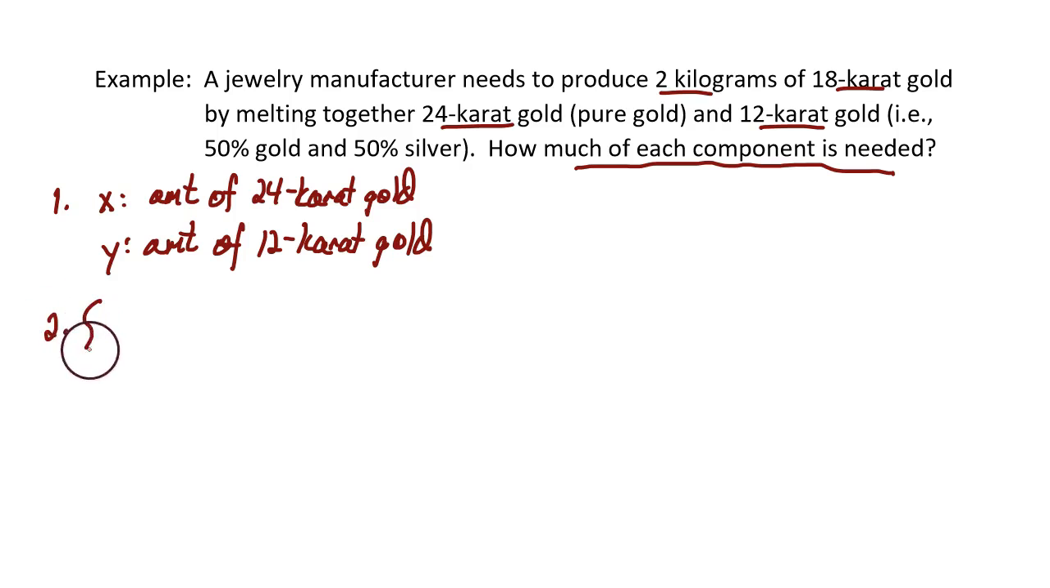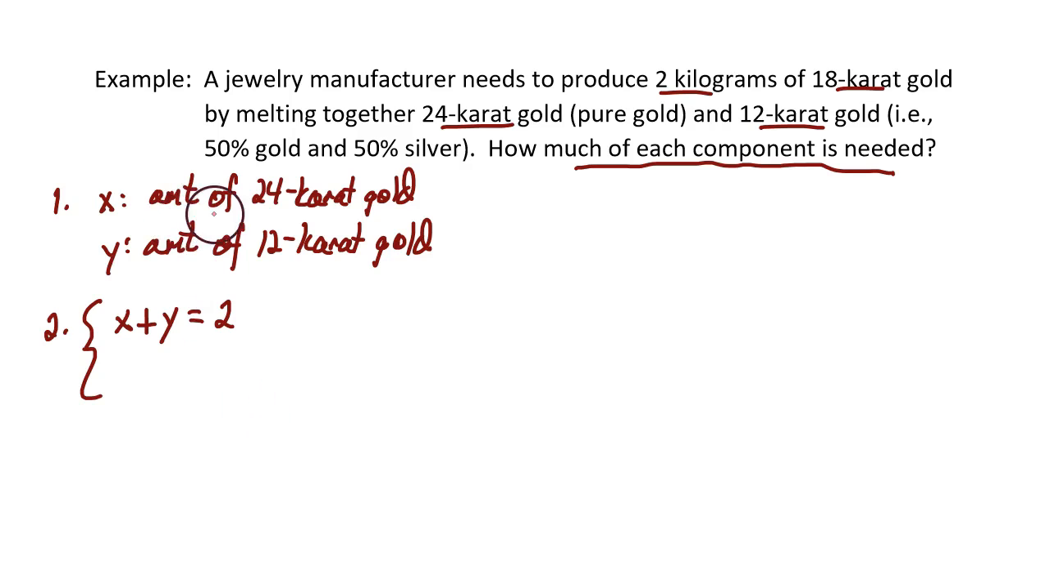Step 2, let's create a system of equations. We're told the jewelry manufacturer needs 2 kilograms of 18-karat gold. What that's telling us is when we add together the 24-karat gold and the 12-karat gold, it must sum to 2 kilograms. The other information we know is the percent of gold in each type of gold.